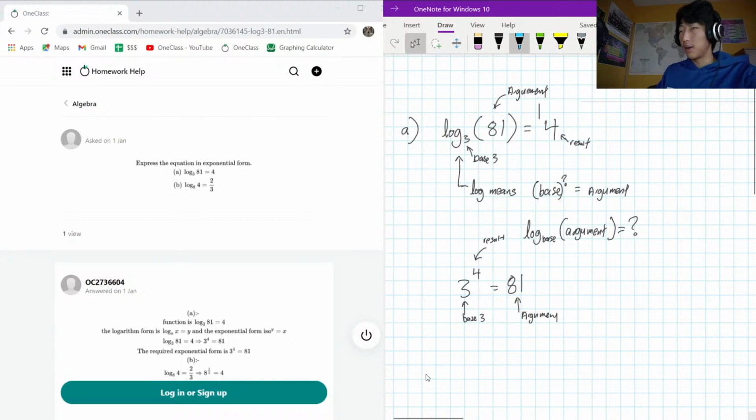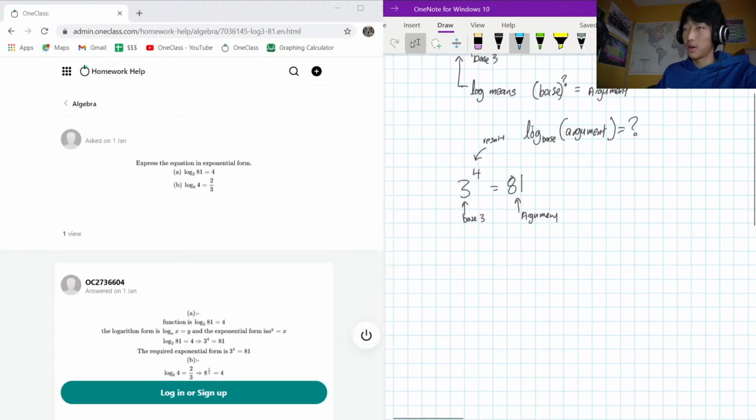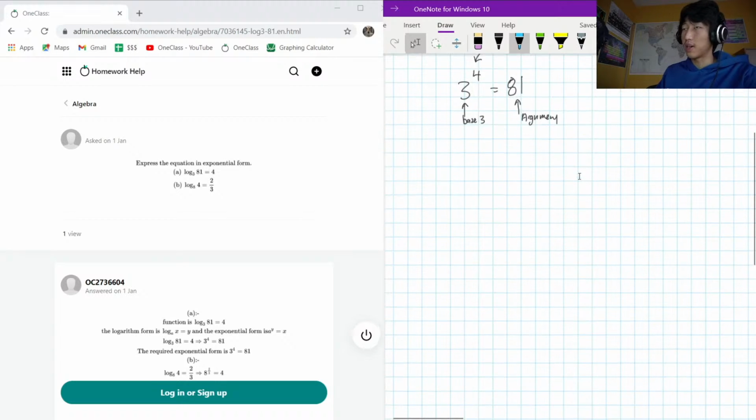Okay, so this would be pretty much how we could rewrite this in exponential form, and it's just to help us conceptualize and understand the power of logarithms, why they're useful, and all that fun stuff. Okay, so just keep this in mind as what logarithms really mean. It means the base to the power of the result is equal to the argument that you're passing here. Okay, so that's part 1, or part A.